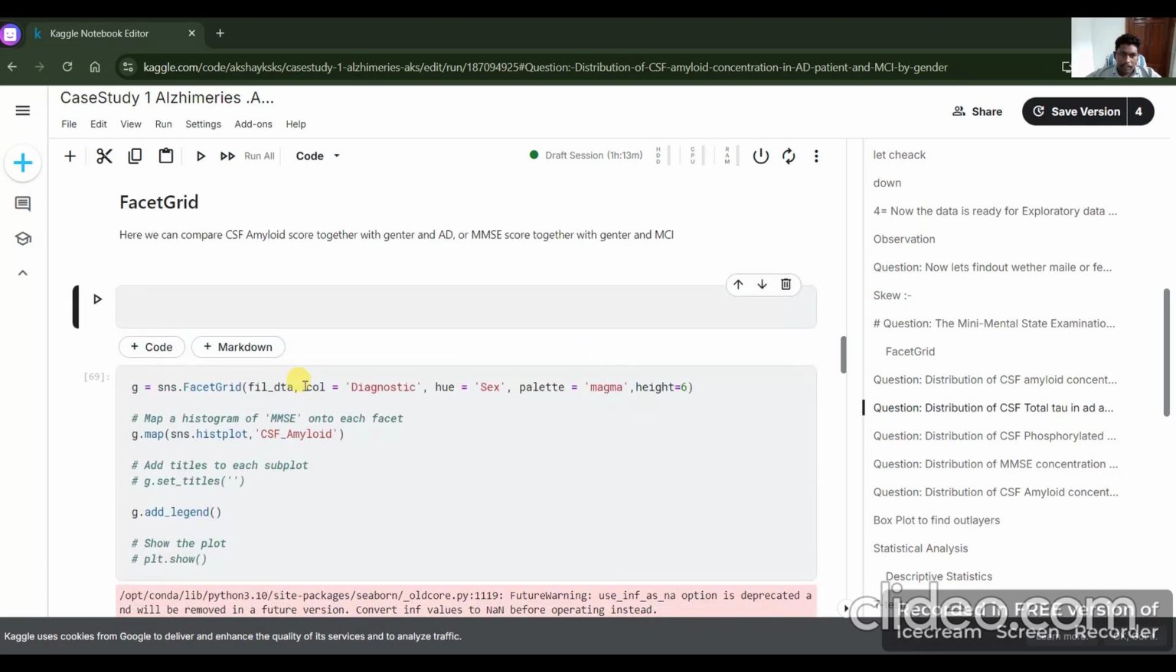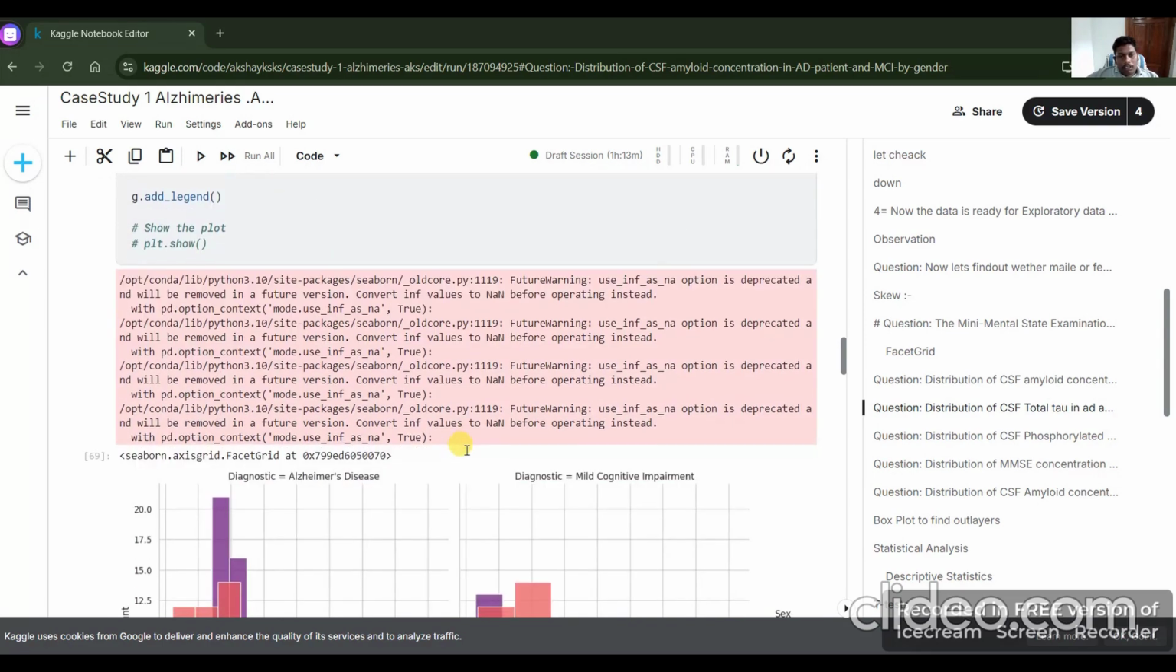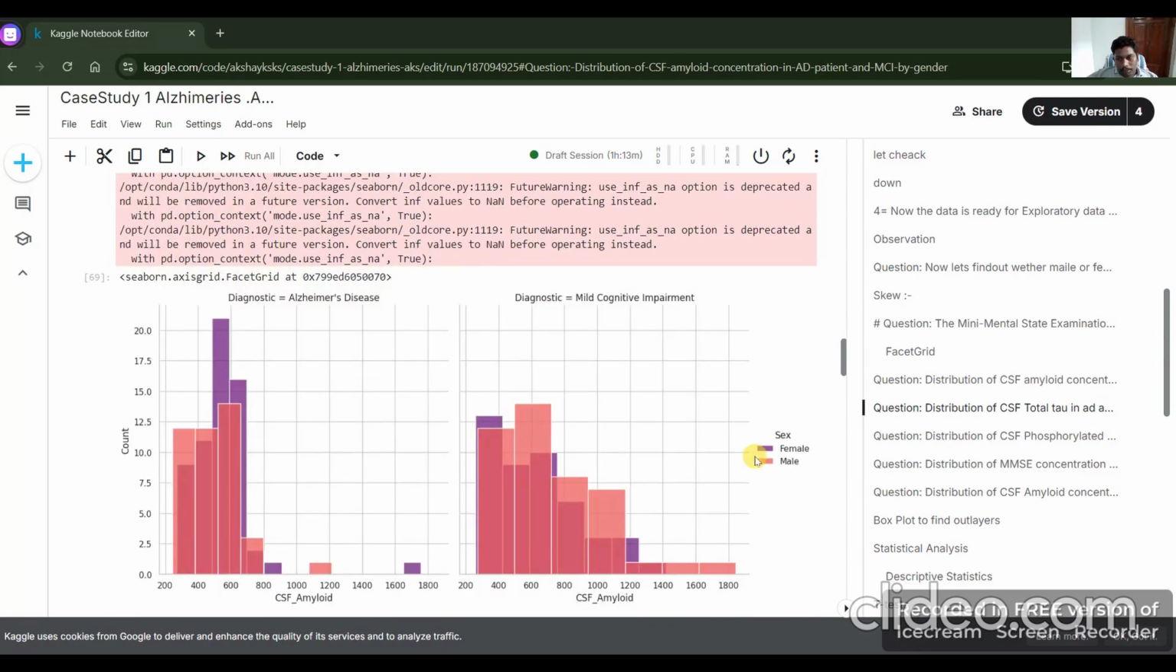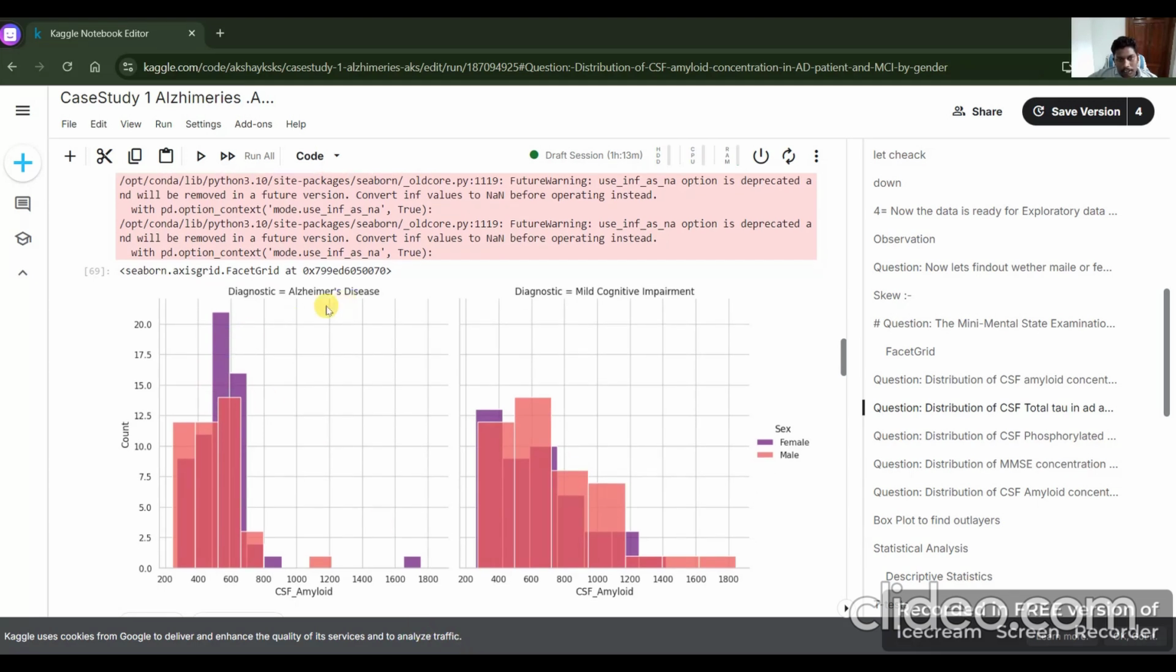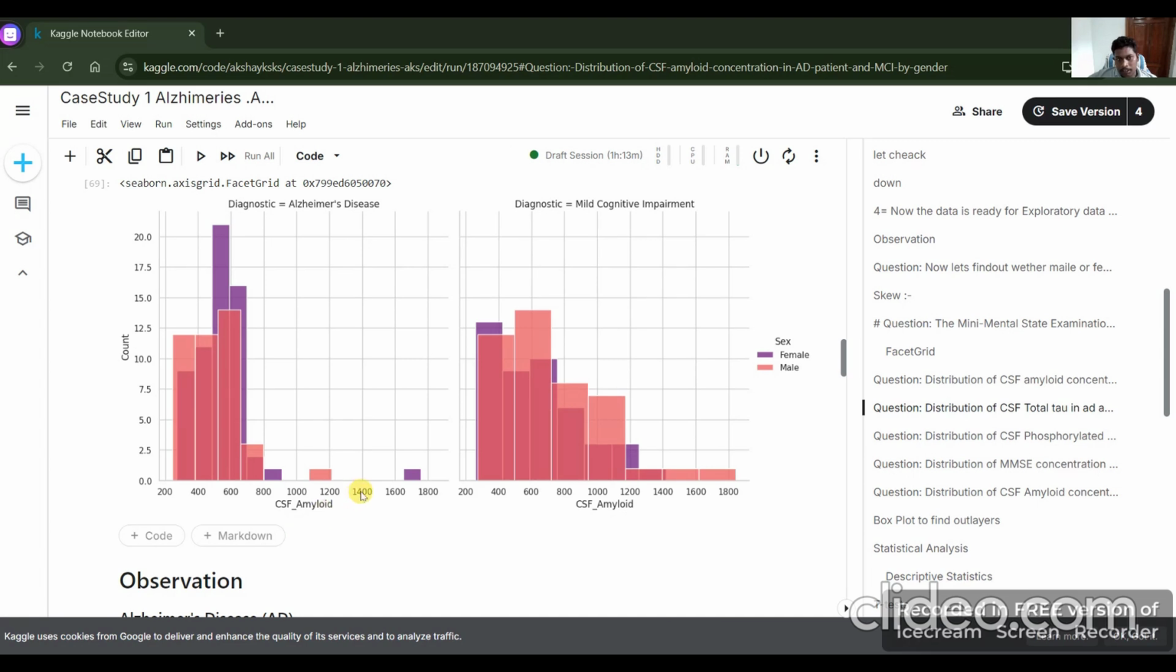This is the MCI facet grid histoplot graph. We can find the female and male. This is the graph. We can see the AD and MCI graph variation, the CSF amyloid graph variation in AD and MCI.